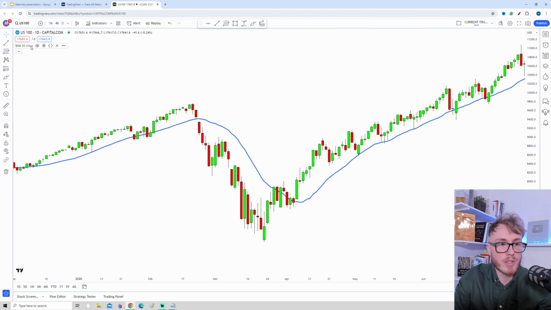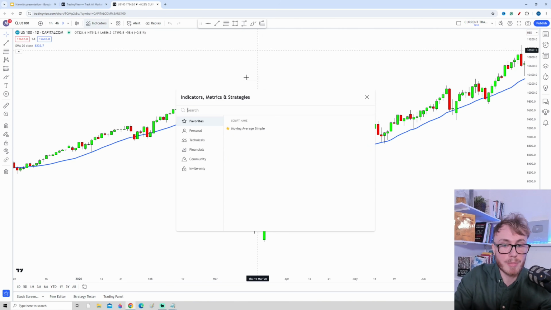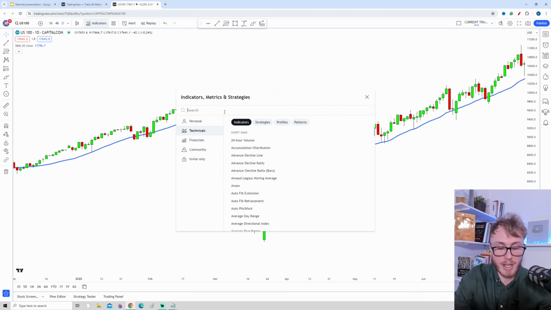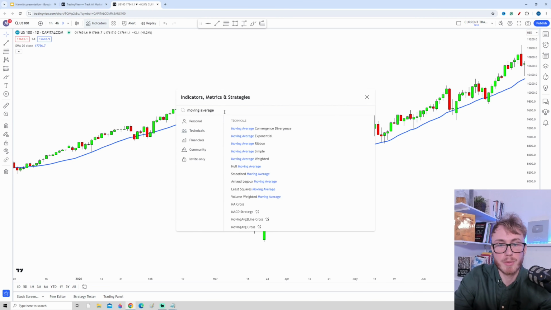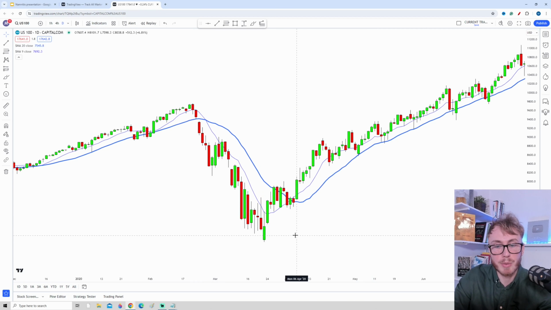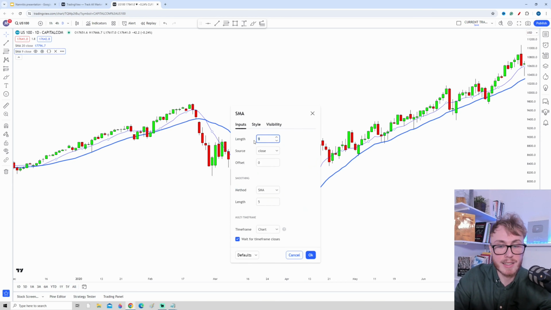But let's say that we want to have another moving average. One way to open up another one is to simply open up another moving average. And now, because we have this one starred, you can see that this one will come up right away. But if we unstar this one, we can simply search for moving average simple once again and open up another one. So now we have two moving averages, and if you want to change the settings of the second moving average, it's the same process.